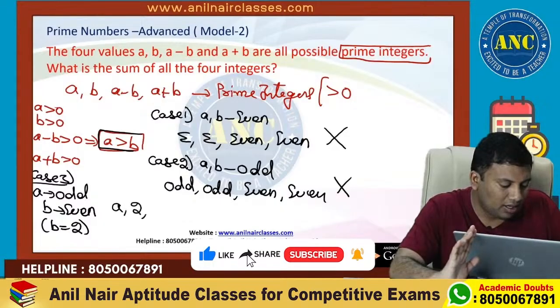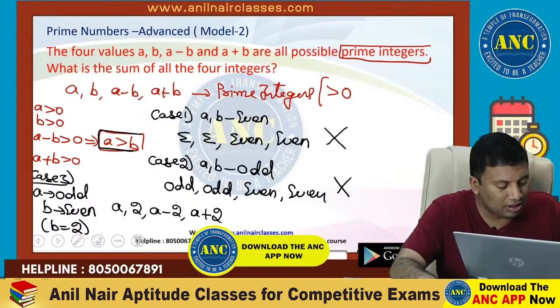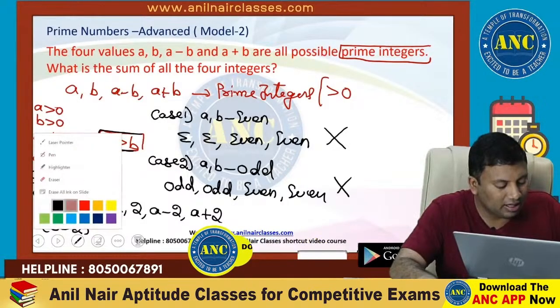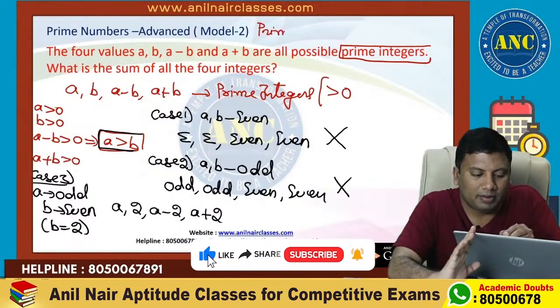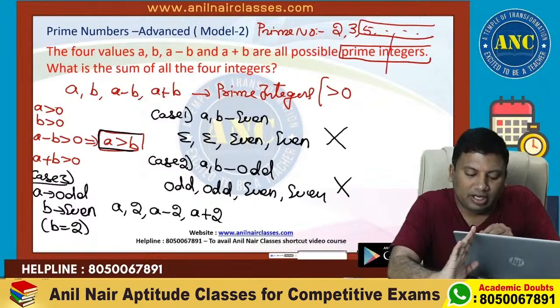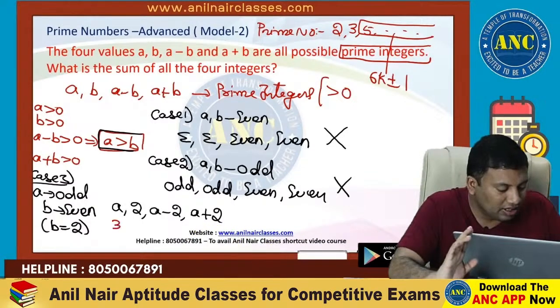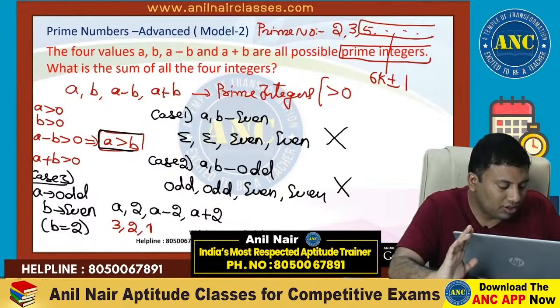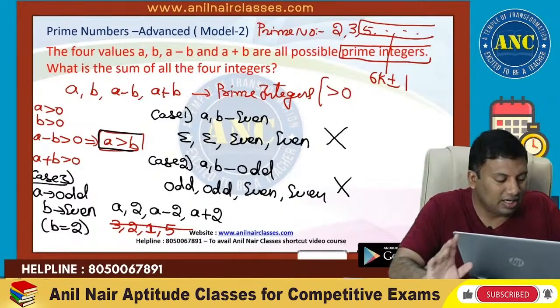A, 2, A minus 2 and A plus 2. A comma 2, comma A minus 2, A plus 2. A is greater than B. The prime number series will be 2, 3, 5 and so on. Any prime number greater than 3 is of the form 6k plus or minus 1. So let me take 3: 3, 2, 3 minus 2, 3 plus 2. 1 is neither prime nor composite.